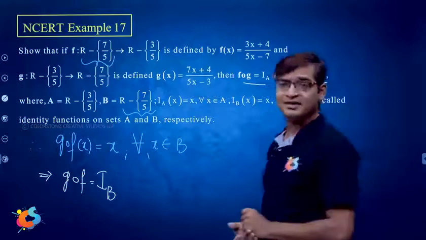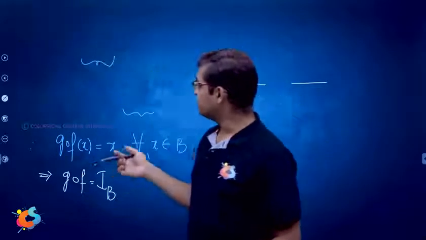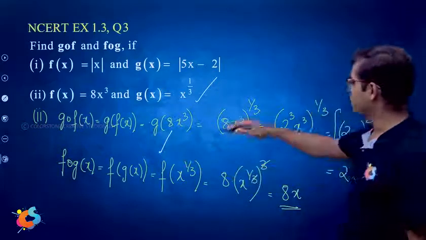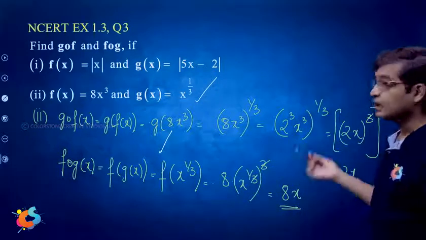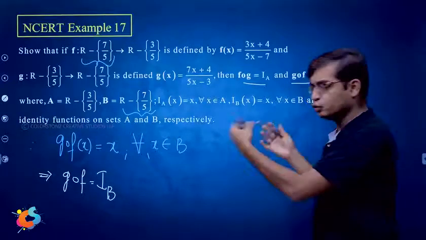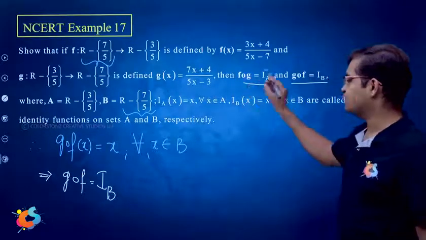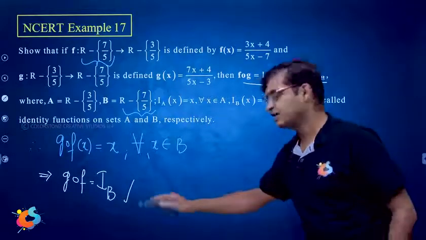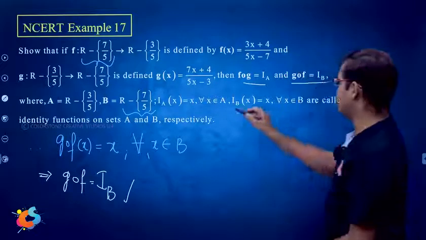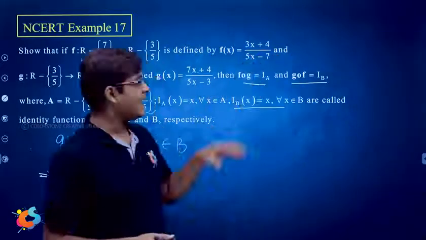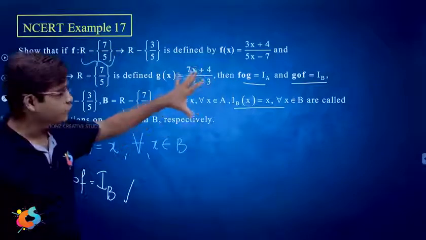Now, what is the difference here? In the earlier question also, we found g circle f and f circle g, and whatever the answer was, we wrote it. Here also, we have done the same thing. Actually, there is nothing extra new here. We have just shown that this is an identity function. The way you write it finally is in the notation given here, IB, which is the identity function. Otherwise, as I told you, this is a very easy question.